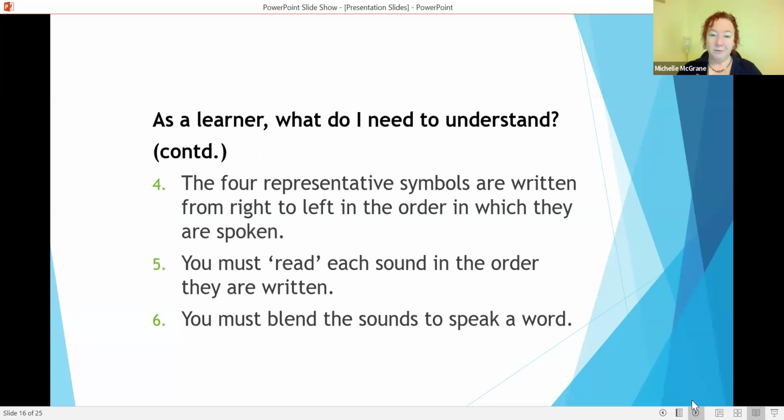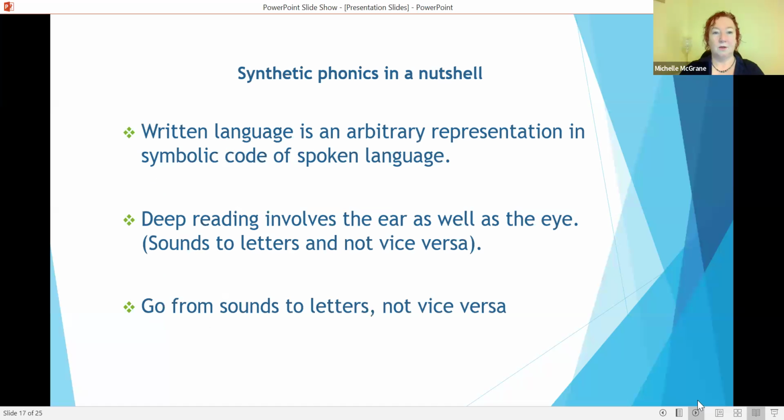The 4 representative symbols, letters, are written from left to right in the order that they are spoken, and they must be written in that order. And in order to read, you need to know what each of those 4 squiggles mean. You need to be able to speak them, and you need to be able to blend them. And that is how you read. That's what reading is, otherwise known as decoding in the language of phonics.